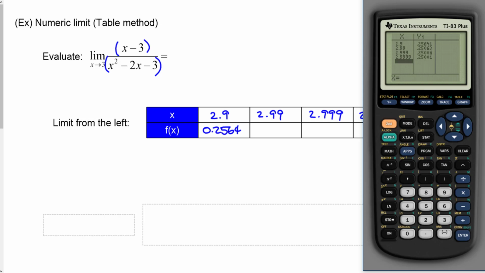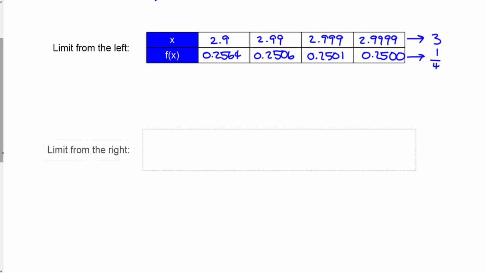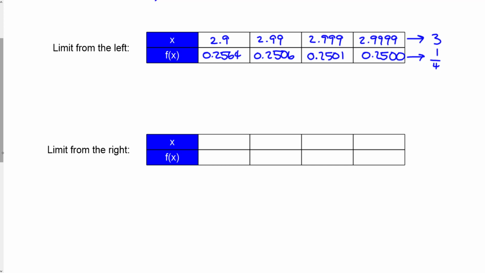So 0.2506 for the next value, 0.2501 for the value after that, and it looks like 0.2500. So as our values approach 3 from the left-hand side on the x, the values here are approaching 1/4, which is 0.25 on the y-axis. So that's the limit from the left. For the limit from the right, what we would have to do is start with values that are slightly larger than 3, but getting closer and closer to 3.